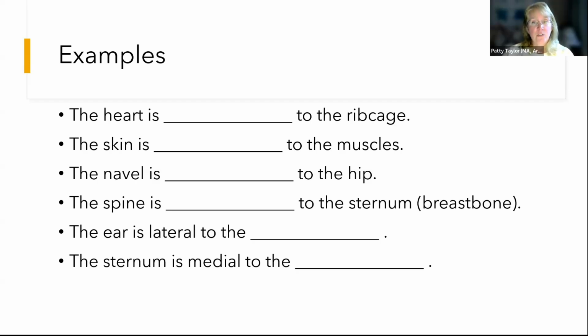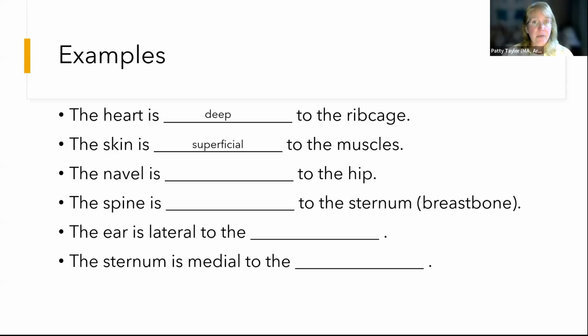So for the first question, the heart is where relative to the rib cage? It is deep. That means it's closer to the internal organs than it is toward the surface. You could rearrange that sentence and say the rib cage is superficial to the heart. The skin, however, sits on top of or closer to the surface than the muscles, so this time we'll use the term superficial. Superficial meaning toward the surface.